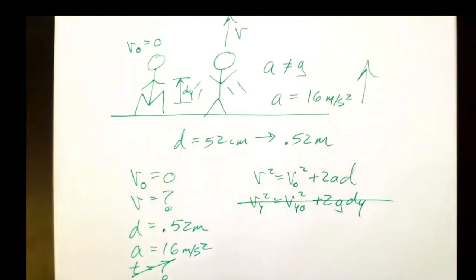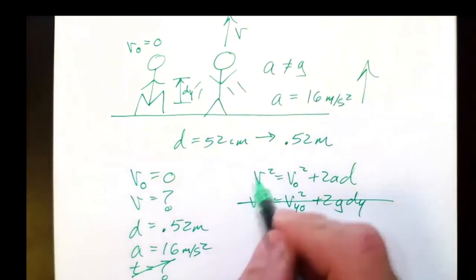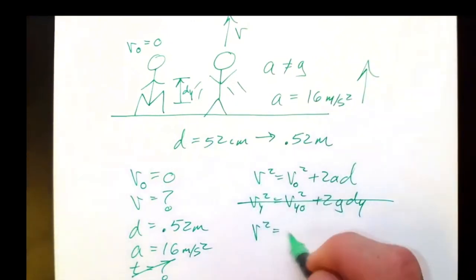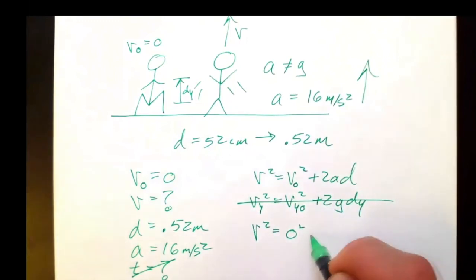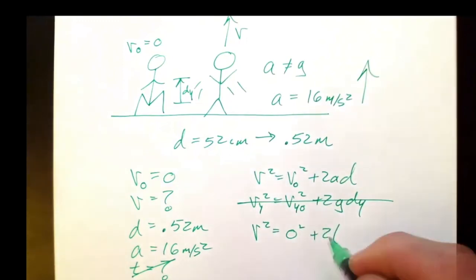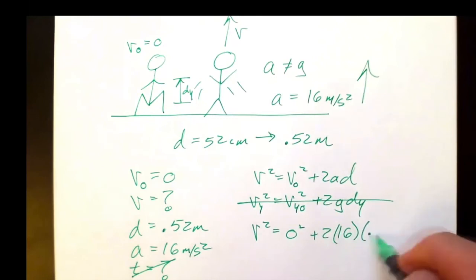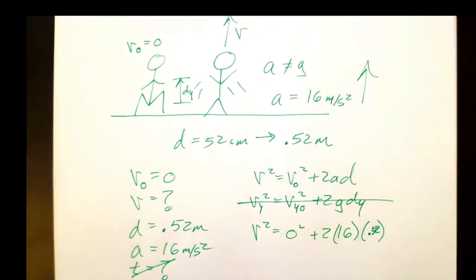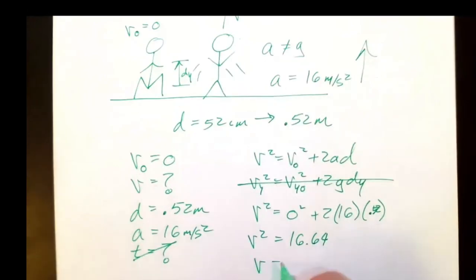This is takeoff. In takeoff, we know that the final velocity squared is equal to 0 squared plus 2 times the upward acceleration of 16 through a displacement of 0.52 meters. The velocity squared is therefore equal to 16.64, making the upward velocity v the square root of this number, which is approximately 4 meters per second.